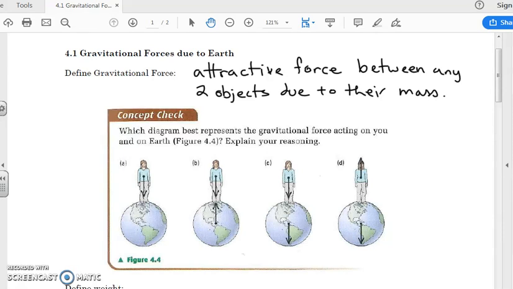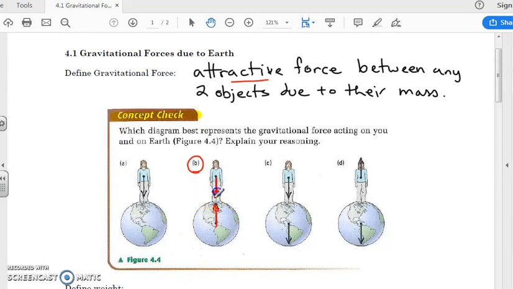So when we take a look at this concept check here, which diagram best represents the gravitational force acting on you and on the Earth? I'll give you 2 seconds thinking about that. Okay, do you have your answer? The correct answer is in fact B, and that is because it is an attractive force, and here we see an attractive force between the two.